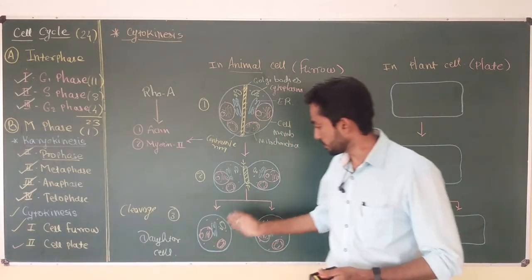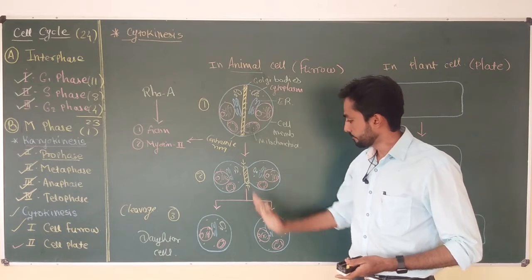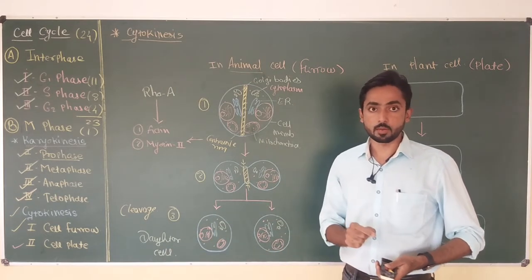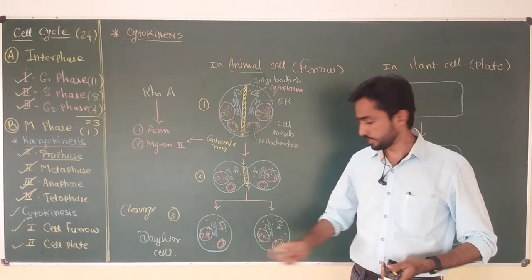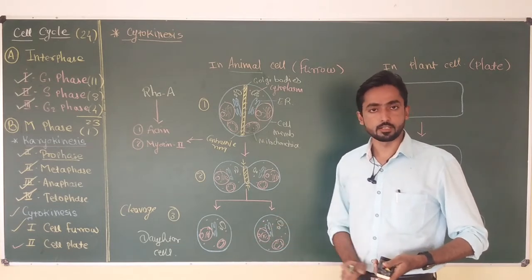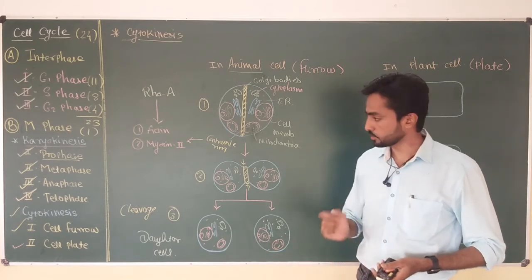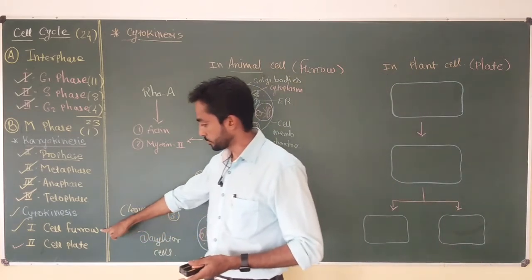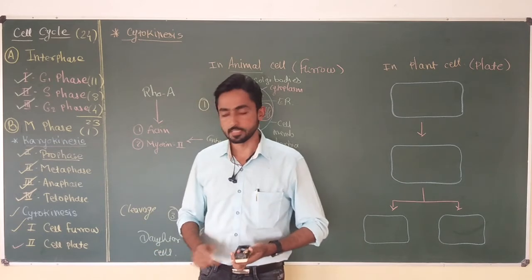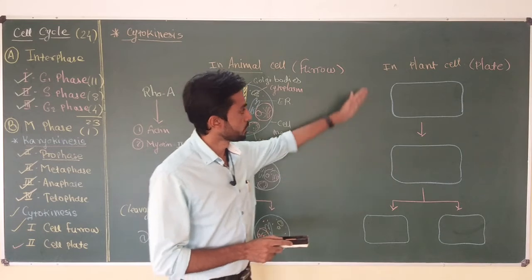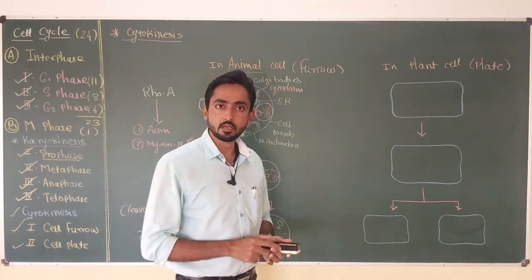The process occurs very accurately so that the newly formed daughter cells always have an equal amount of genetic material in their nucleus, and all other organelles are also equally distributed in the daughter cells. Okay, this is all about the cell furrow formation process in the animal cell. Now we are going to discuss the cell plate formation process which occurs in the plant cell.